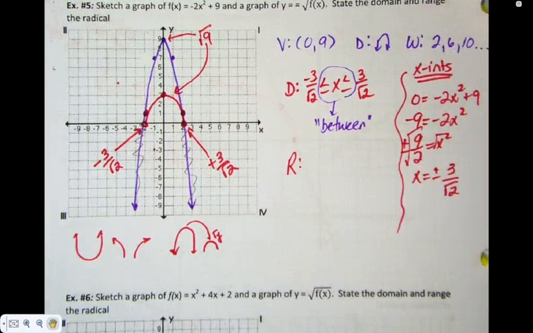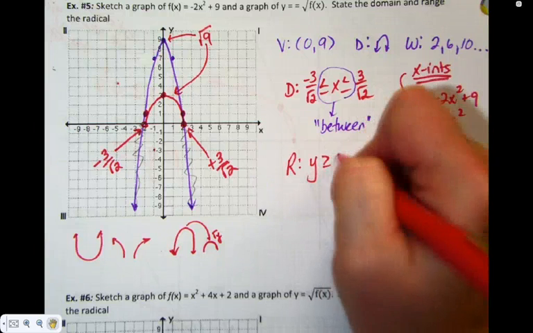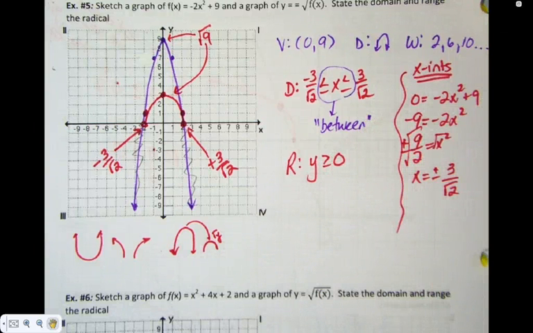And then the range. It's y is greater than or equal to, because you can't square root a negative.